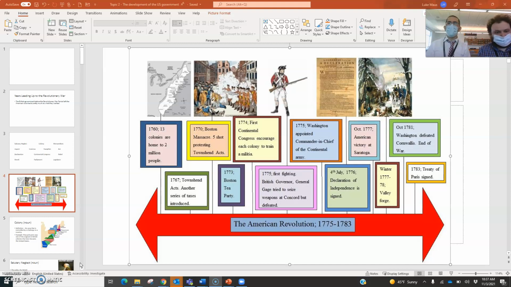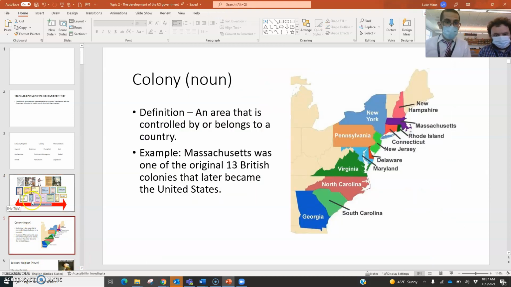So, today we're going to be introducing ourselves to the Revolutionary War period because we want an understanding as to how the United States got the government that they have. We need to understand the years leading up to the American Revolution as well as the Revolution itself. So, we're going to be looking at a timeline from the 1760s all the way through to the early 1780s over the course of the next couple days. So we're going to begin by taking a look at our key terms.